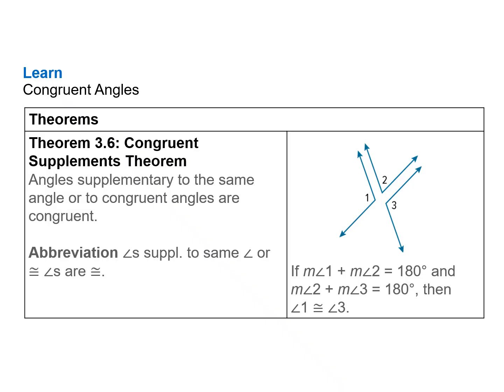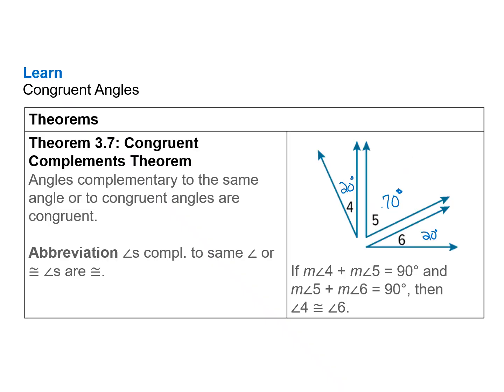All right, let's take a look. The next one is the congruent complements theorem. Angles complementary to the same angle or to congruent angles are congruent. So if the measure of angle 4 plus the measure of angle 5 equals 90, and the measure of angle 5 plus the measure of angle 6 equals 90, then angle 4 and angle 6 are congruent. So they're equal. So if angle 5 is 70, then both 4 and 6 have to be 20, because 4 plus 5 equals 90 and 5 plus 6 equals 90.